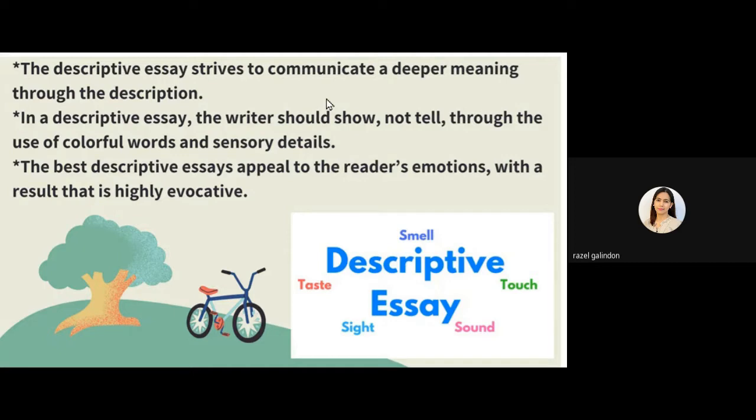Let's say, for example, the topic in descriptive essay is Philippines is a beautiful country. So the writer should use different colorful words or describing words to describe or to show that Philippines is really a beautiful country. Okay? So the reader should or can or will be able to imagine how beautiful is Philippines by the words used by the writer of descriptive essay. Okay? So again, descriptive essay, the writer is describing something.